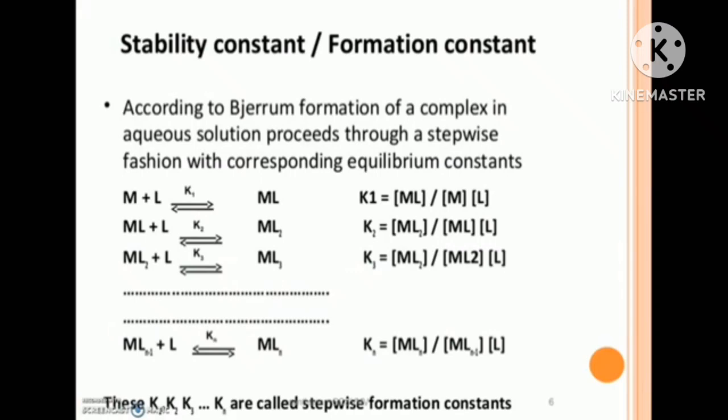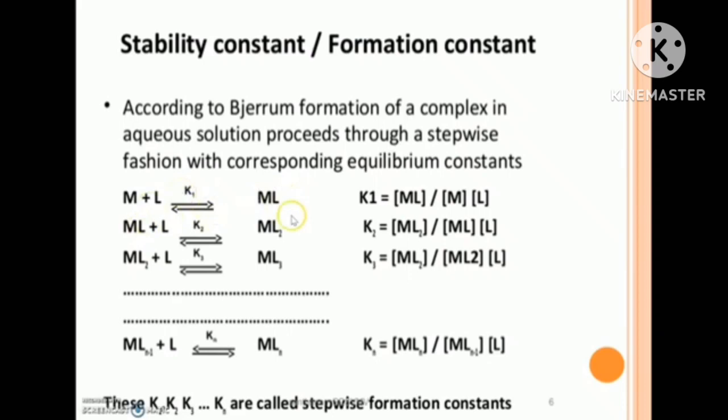Here a complex is not formed in a single step. It occurs in a stepwise manner. In this, it is shown that a metal ion combines with a single ligand to form ML, and this is the first step, and we represent the stability constant as K1. That is the first stability constant.